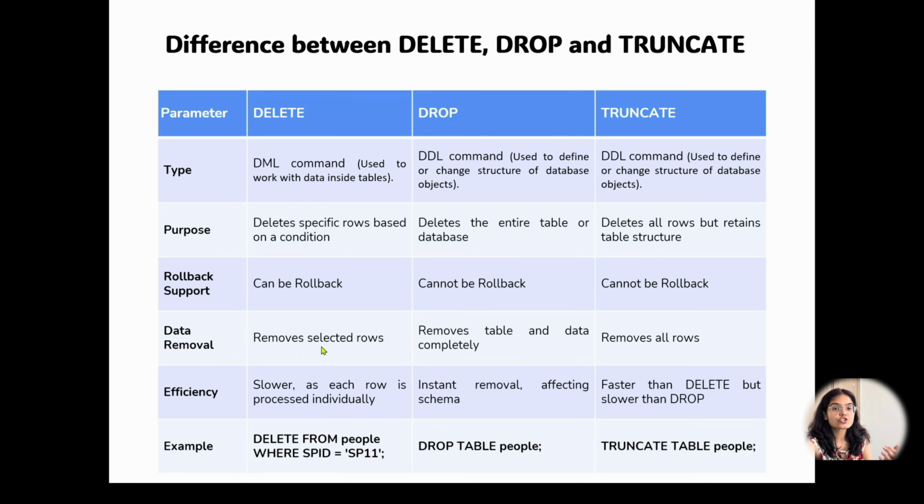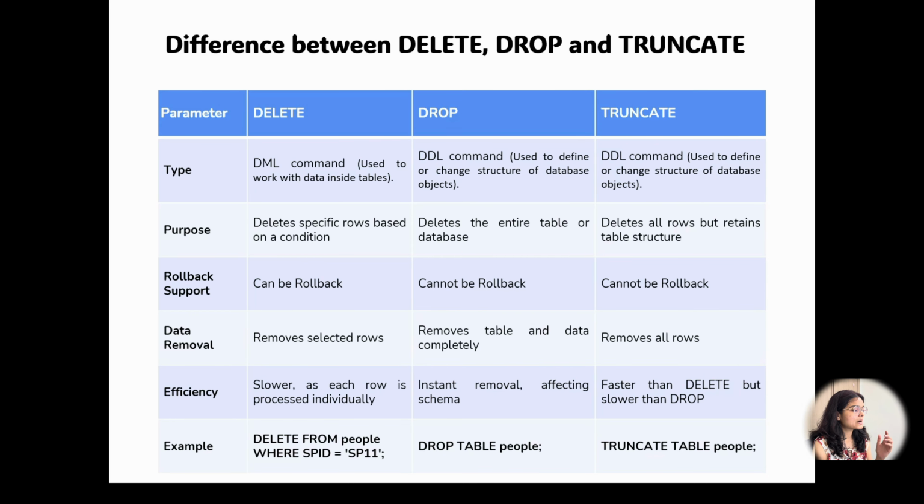Then comes which can be rolled back and which cannot be rolled back. Means maybe you deleted something by mistake. Can you retrieve it? And what can you not retrieve? So in case of delete, if you have used delete, that can be rolled back. But if you have used drop and truncate, they cannot be rolled back. That's why you have to be very sure and you should have all the permissions before you use these functions.